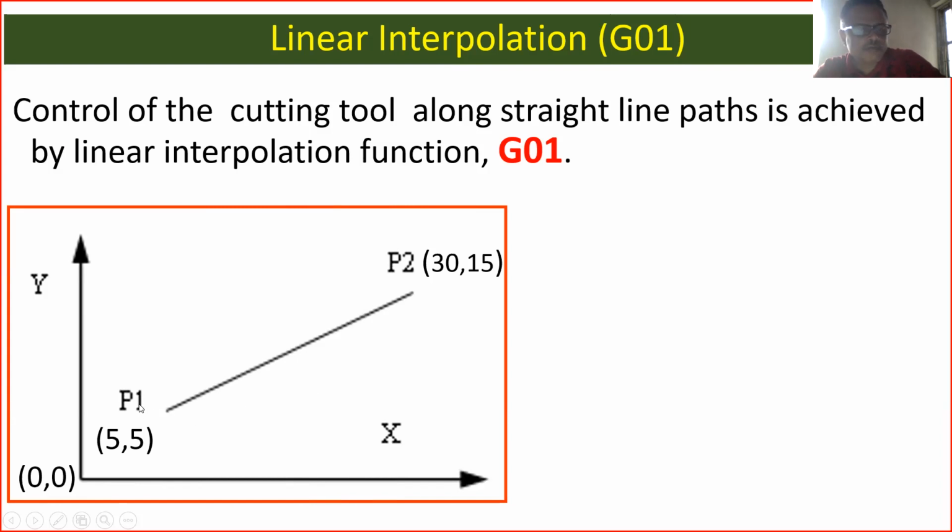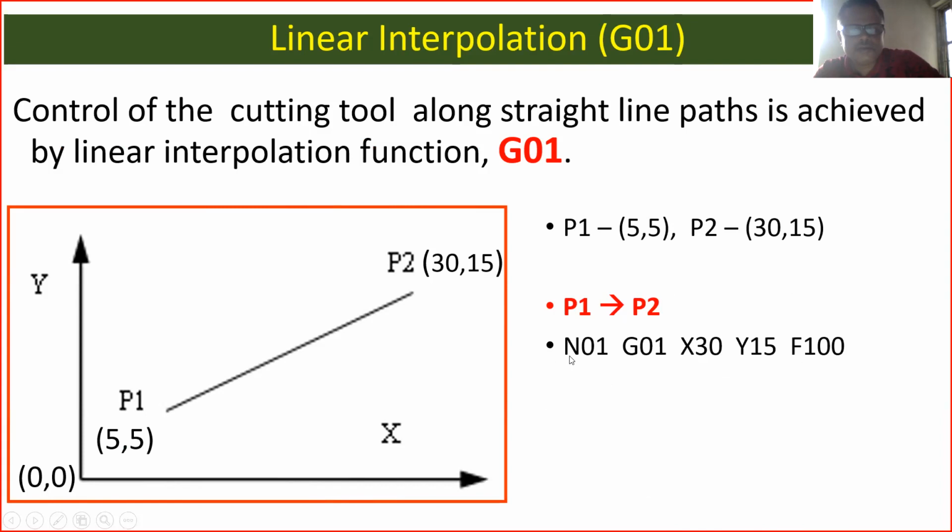The tool is moving from, let us say, P1 to P2. The coordinates of P1 are 5, 5. P2 is 30, 15. The tool is moving from P1 to P2. So how to write G01? The block number followed by G code G01, X30 Y15. P1 we have already written. The tool is now moving from P1 to P2.